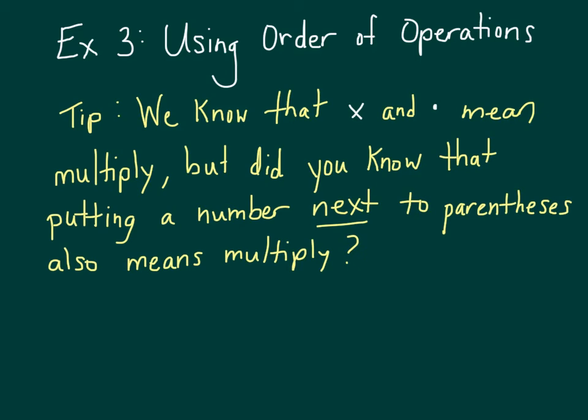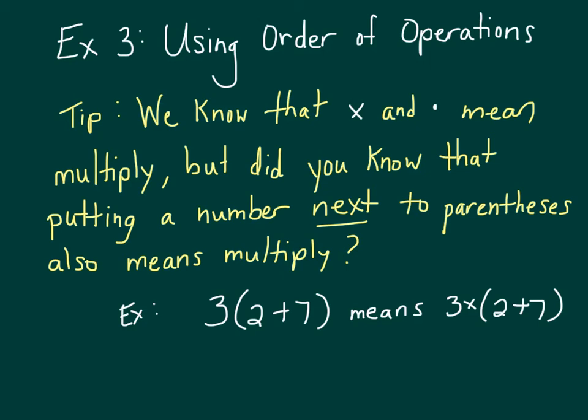Example 3 is going to be using order of operations, and a little tip that we want you to know is that most of us already remember that the X and the dot mean multiply, but did you know that putting a number next to parentheses without an operation symbol also means multiply? An example of this is if you have a numerical expression like this where you've got the 3 right next to the parentheses with no sign in between, no operation symbol, then it actually means 3 times the parentheses 2 plus 7. So 3 times 2 plus 7. And you'll see that a lot more this year, so that's something you're going to want to get familiar with.